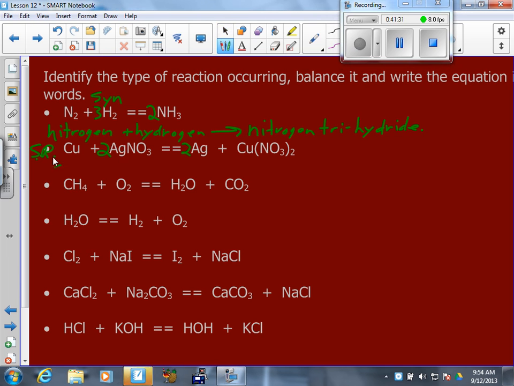So this one here written in words: copper plus silver nitrate gives silver plus copper(II) nitrate.